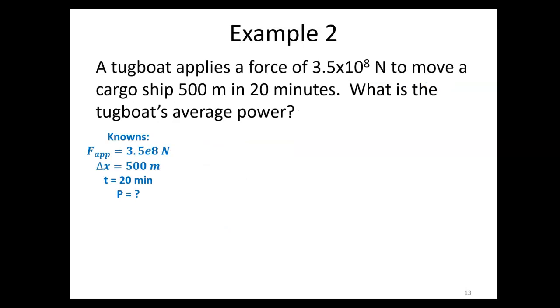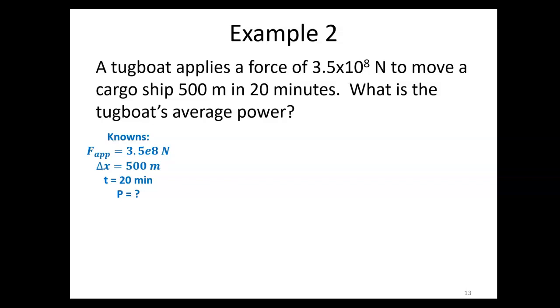Let's look at just a couple of examples of calculating power. So here's a tugboat that's pushing a very heavy cargo ship. The tugboat applies a force of 3.5 times 10 to the 8th newtons, and they apply that force as they make the cargo ship move 500 meters. They do that work in 20 minutes.